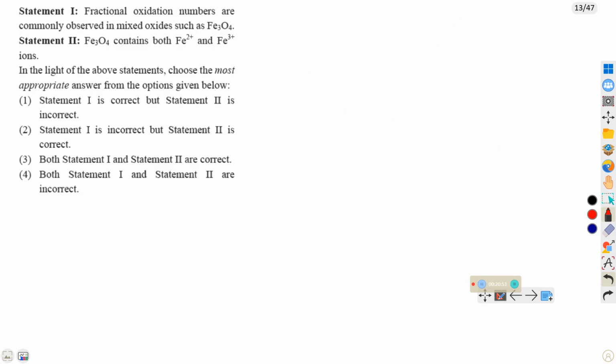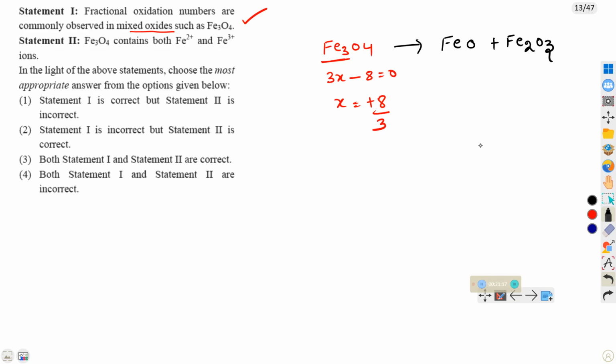Fractional oxidation numbers are commonly observed in mixed oxides such as Fe3O4. Calculate the oxidation state of iron. 3x minus 8 is equal to 0, so x is equal to plus 8 by 3. So statement 1 is correct. Fe3O4 is a combination of FeO plus Fe2O3. In FeO, iron exhibits plus 2 oxidation state. In Fe2O3, iron exhibits plus 3 oxidation state. Both statement 1 and 2 are correct.